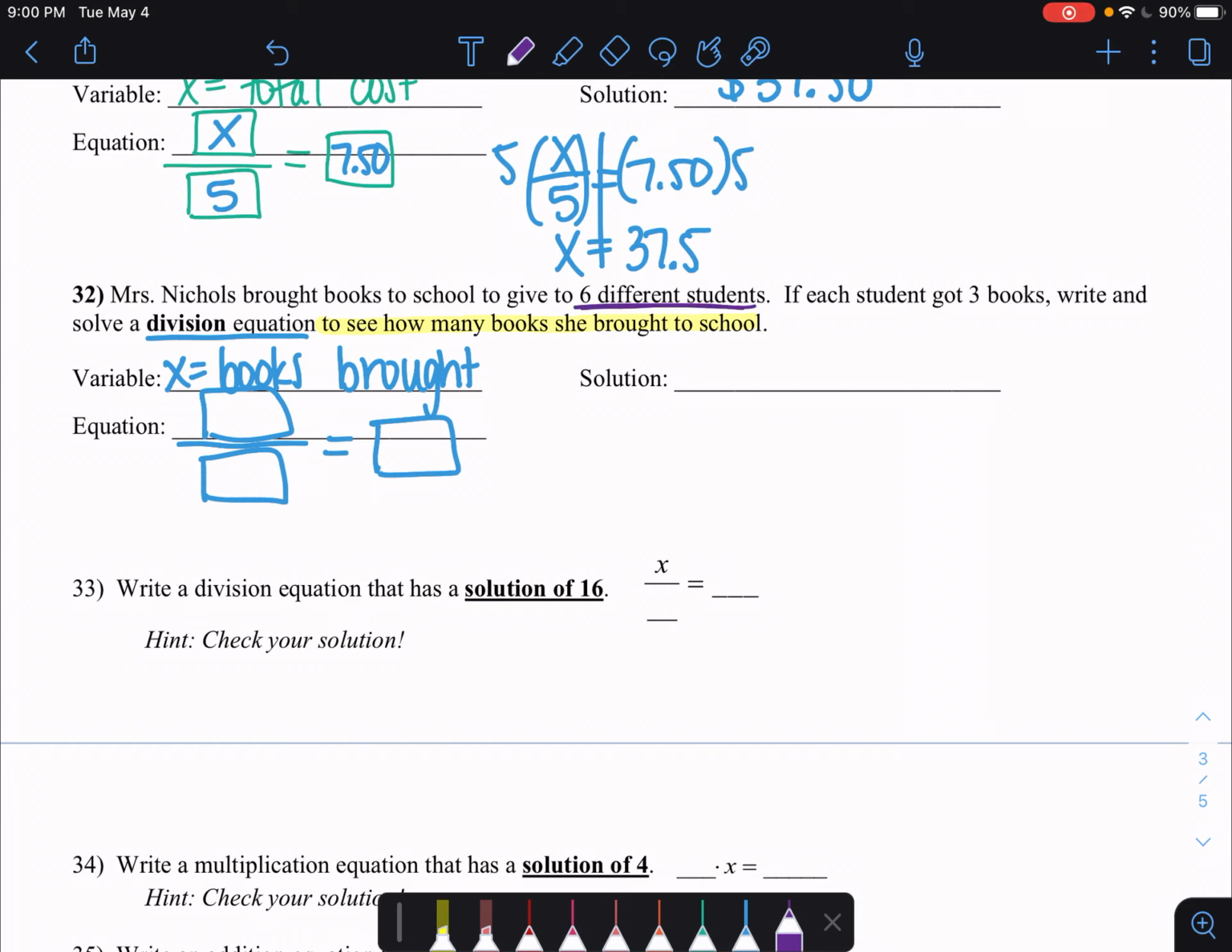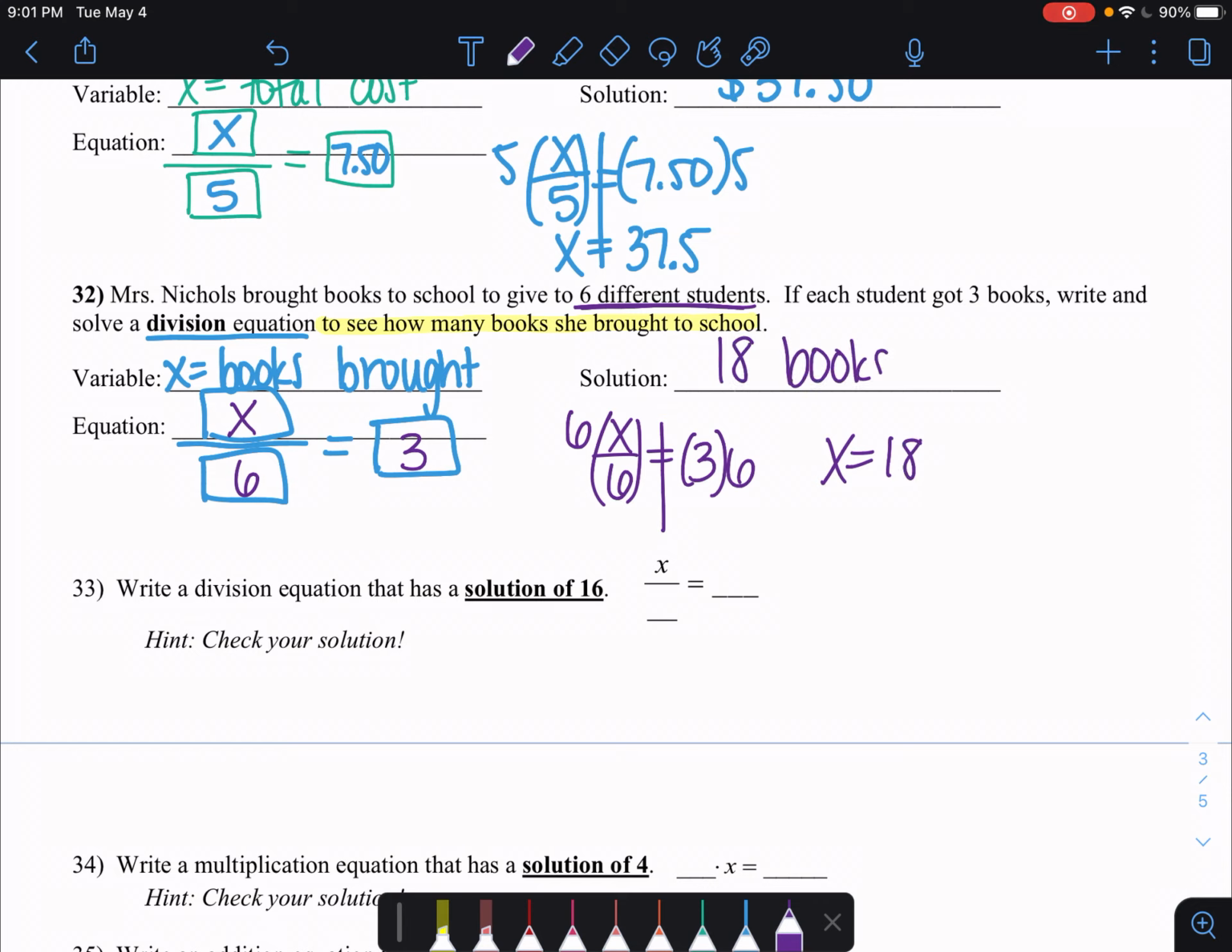Because she brought the books for 6 different students, that's the number of groups that she's breaking it into. And she's breaking up her total number of books. And each student is going to get 3 of them. So we're going to solve X over 6 is equal to 3. I'm going to multiply by 6 on both sides. So X equals 18. So she brought 18 books to school.